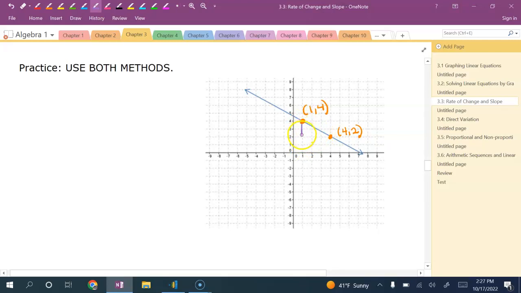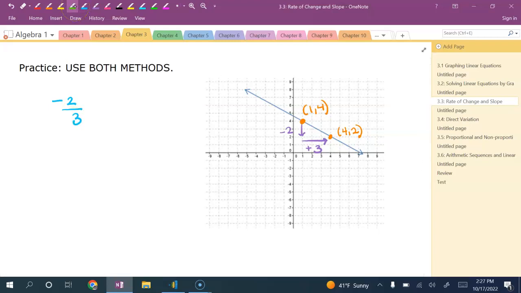So we went down 2, that would be a negative 2, and then we went right 3. So that would be a positive 3. So to use the first method, it would be negative 2 over 3. And again, you can't reduce that beyond that point. I can't take negative 2 and divide by 3, so I would have left it there.